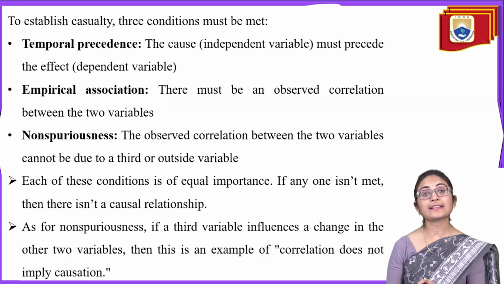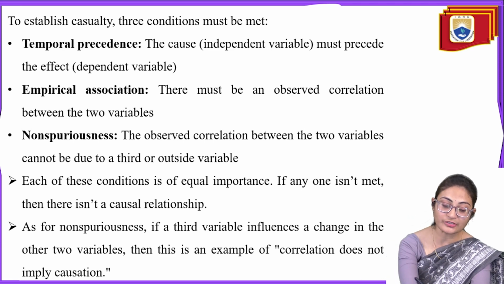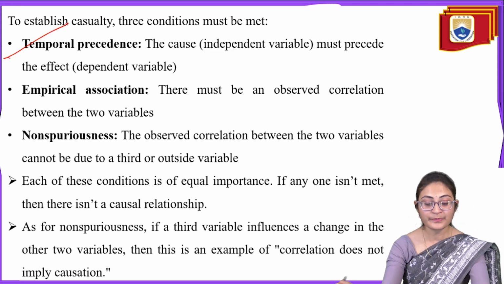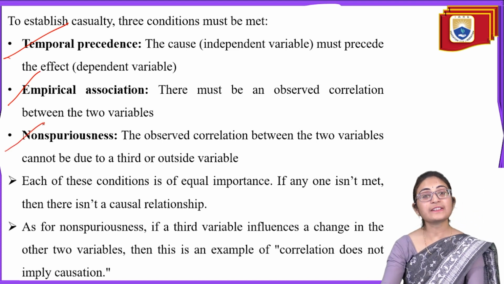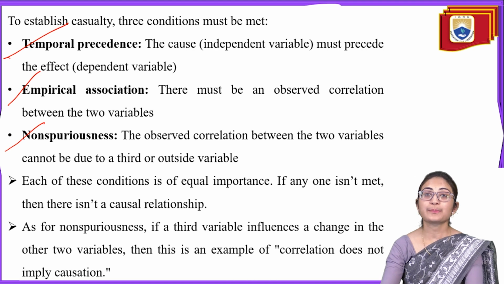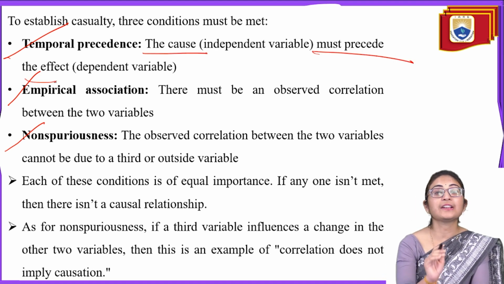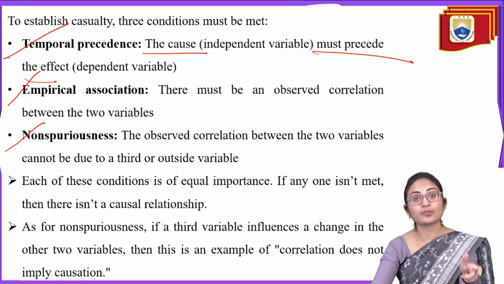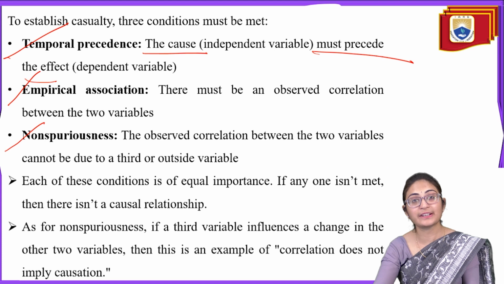Now, how do we establish causality? For this we will use three conditions. The first condition is temporal precedence, another one is empirical association, and the third one is non-spuriousness. First one is temporal precedence. The cause must precede the effect. That means the cause is your independent variable and the effect will be the dependent variable.